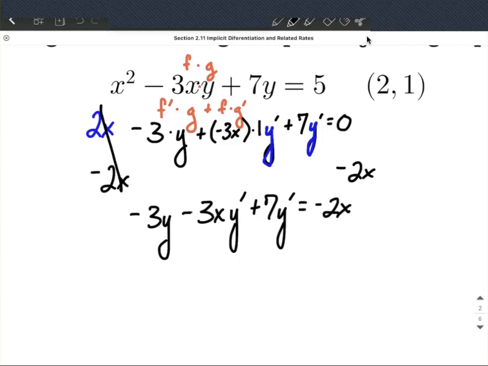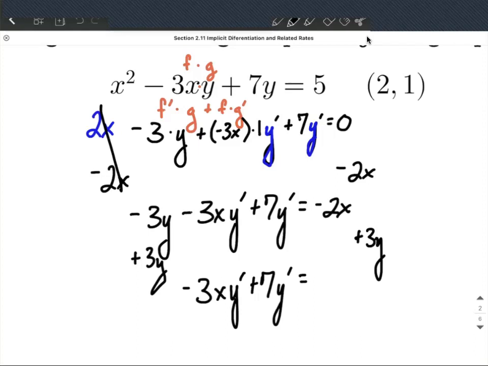Now it's getting a little bit clearer. It looked a bit messy up on that first line. But I still want to get the y primes on one side, so let's move that 3y to the other side. We'll add that, move it over. That'll leave us with negative 3x y prime plus 7y prime equals, you can put these in either order, 3y minus 2x.